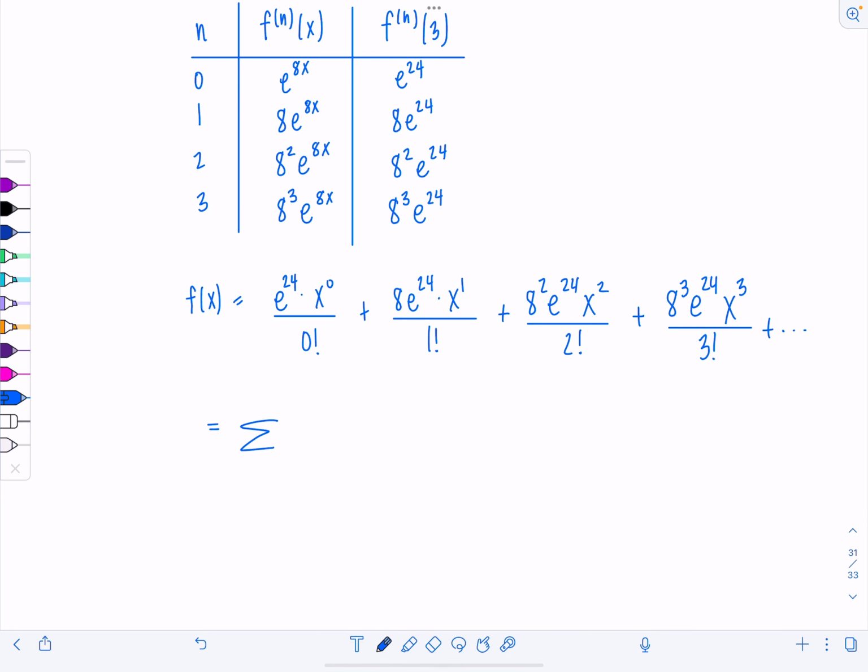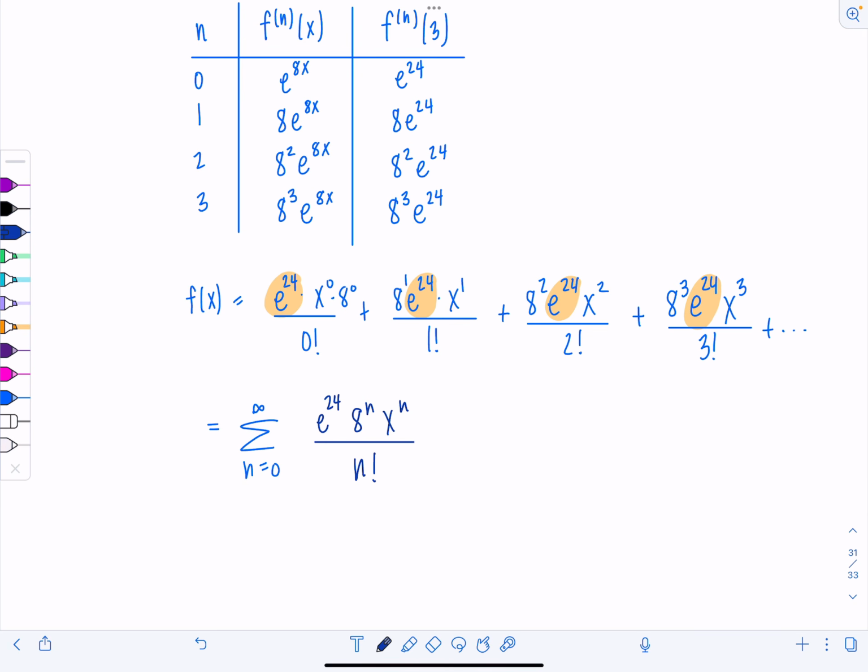And it's pretty straightforward. So we have the sum n equals 0 to infinity. Everybody has an e to the 24th and it's not changing. So just keep e to the 24th in there. Then notice, this is 8 to the first. We didn't have an 8 here. Technically, there's an 8 to the 0. So you have 8 to the n. You also have x to the n. And then you have n factorial in the bottom.